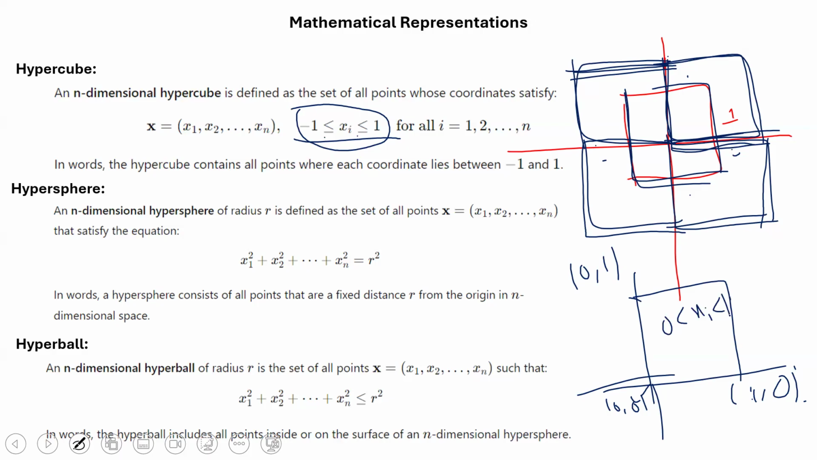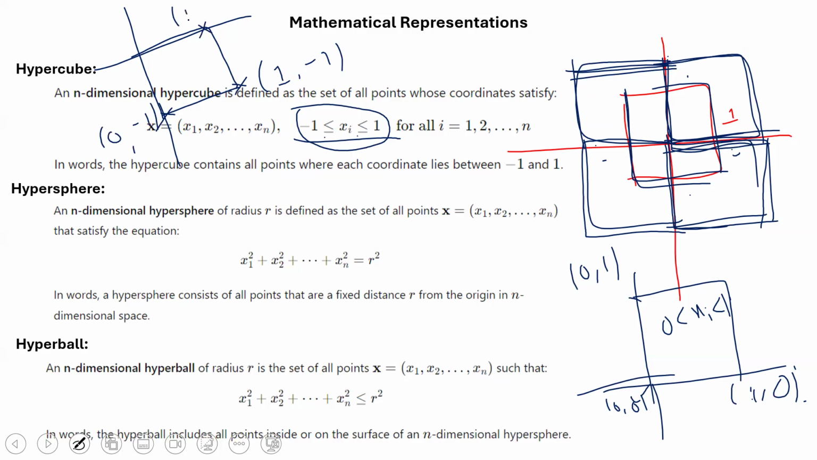If you take the other case, let's take this example, this cube over here. So it is falling here, right? So what is this point? This point is 1 comma minus 1. So this becomes 0 comma minus 1, this becomes 1 comma 0, and this becomes 0 comma 0. So the values are lying between minus 1 and plus 1, right?